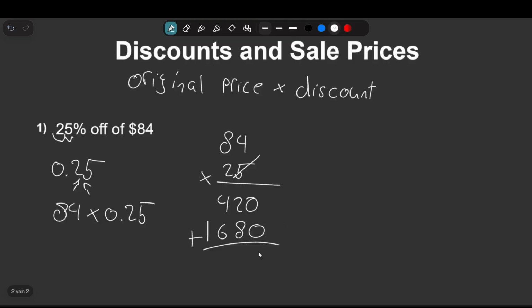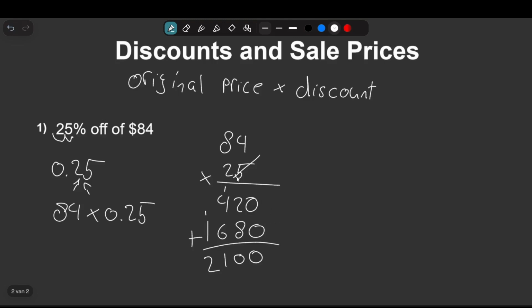And now we can add these two up. 0 plus 0 equals 0. 2 plus 8 equals 10, but we write the 0 down here and carry over the 1. Now we have 1 plus 4 equals 5, and 5 plus 6 equals 11. So we put the 1 here and carry over the 1. And now we have 1 plus 1 equals 2. So our answer is going to be 2100.